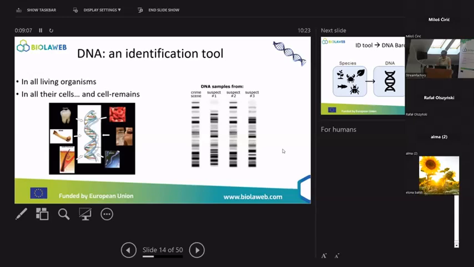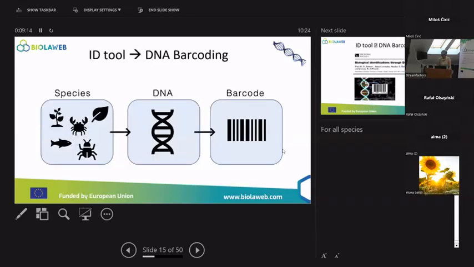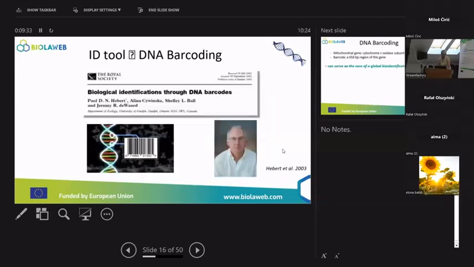Okay, so the idea of using DNA as an identification tool drives Paul Hebert to the idea of DNA barcoding. That's the idea that each species has a specific DNA, part of which may be used as a barcode. That comes from the publication from Paul Hebert in 2003, who made the proof of concept of using DNA barcodes as a biological identification tool.